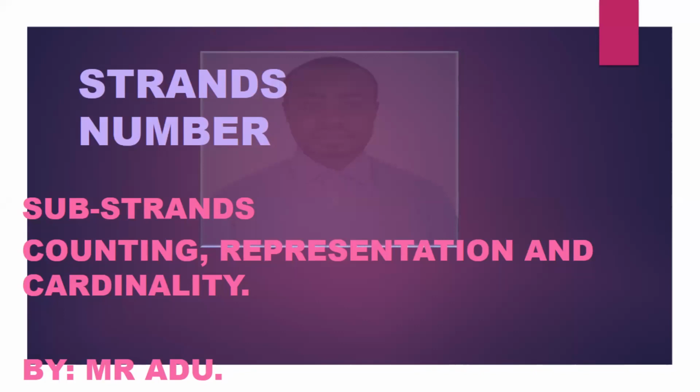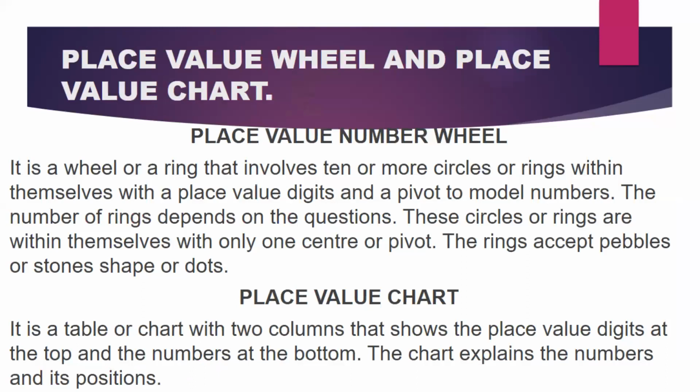Good. We are still on the strand, which is number, and the substrand, which is counting, representation, and cardinality. With this, we are going to talk about two other methods that we use to model numbers, which are the place value wheel and the place value chart.